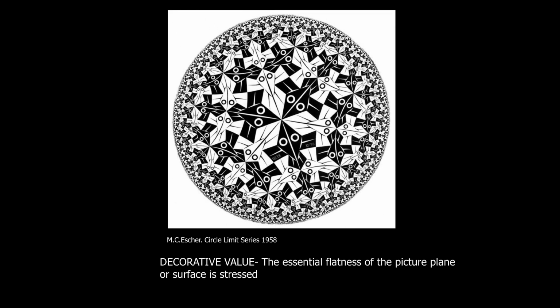Here's an example by M.C. Escher. I don't know if you know his work, but he's done a lot of work, or did a lot of work. This is from his Circle Limit series from 1958, and it's a special kind of tessellation. It has kind of an illusion of being a dome, looking down on a dome. But if you look at the values, they're just pretty much black and white, and there is some gray. And it does stress the essential flatness of the picture plane. That's decorative value.